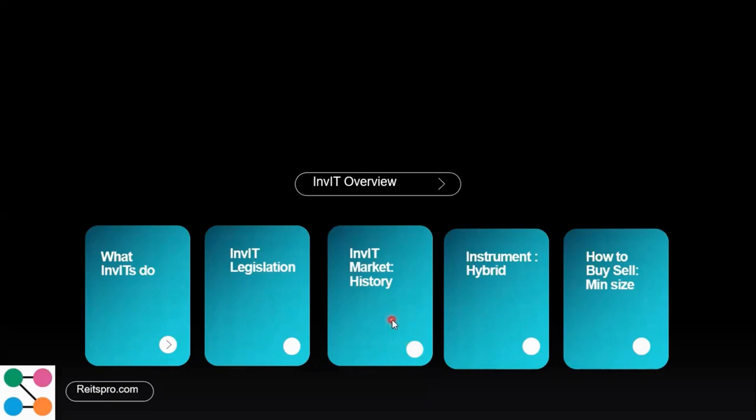InvIT market history happens to be a little earlier than REITs. The first InvIT was the IRB InvIT, and the second was the IndiGrid InvIT, which happened in 2017. And you can see that the InvIT market is growing day on day right now. It's a very big market, and it is also aided by the national monetization pipeline of the government.